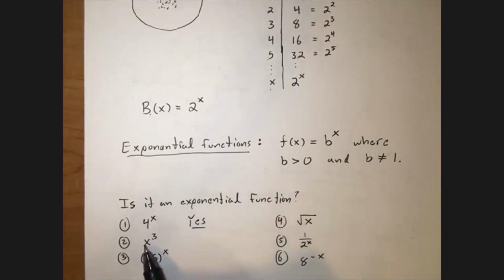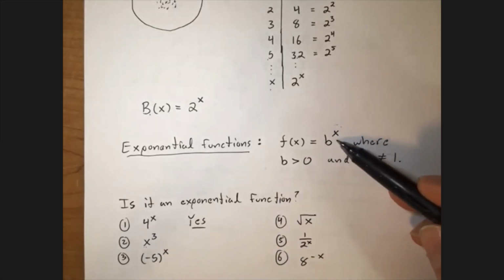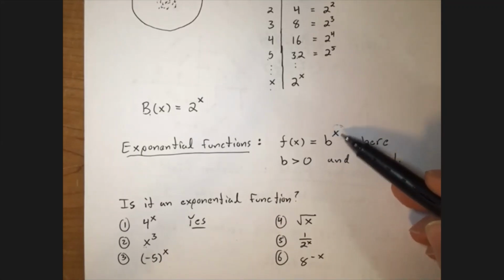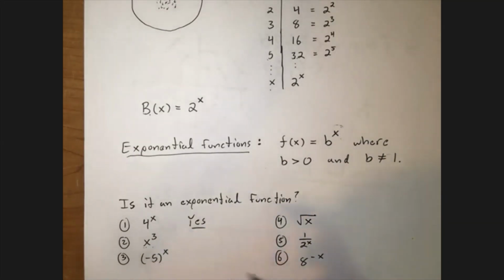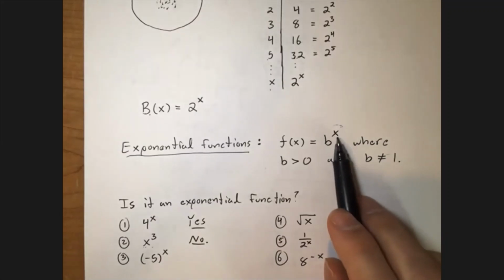What about the next one here, x cubed? It looks like it's got all the ingredients, right? 3 is positive, it's not equal to 1. The problem is that the x and the 3 are in the wrong place, right? Exponential function has to have the variable in the exponent and the number down here. This is the wrong way around. So that is not an exponential function, and we know what kind of function this is. This is a polynomial. Sometimes we call this a monomial because it's a polynomial with only one term. But it's not an exponential function. That variable has to be in the exponent.